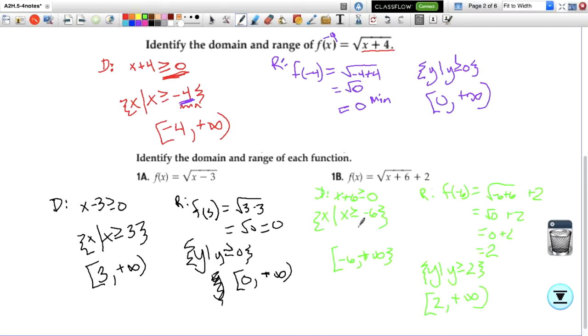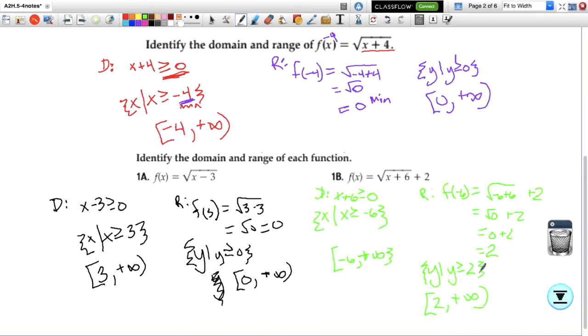My range, I took that negative 6 I found for my minimum, and I was going to try to find my minimum for my y. So I'm going to take that negative 6, plug it in. It gives me a 0 under here. But because in my original function I have a plus 2, the whole thing ends up with a plus 2. So this positive 2 becomes my new minimum for my y. So my y's must be greater than or equal to 2. So 2 is my minimum, including the number 2. And it's heading out to positive infinity, but will never actually equal positive infinity.